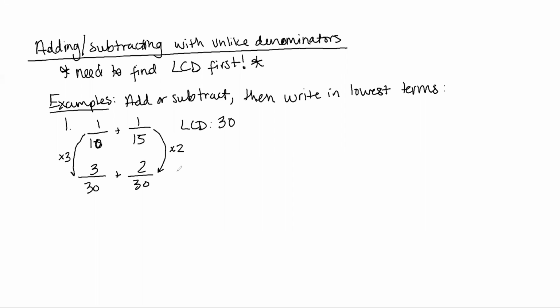And now we can go ahead and, well, let's work horizontally now. Keep our denominator since it's a like denominator now. And then if we add across the top, 3 plus 2 is 5. And then if we reduce both of these by 5, 5 goes into 5 one time, 5 goes into 30 6 times. So find your LCD, write the equivalent expression, and then add the numerators.